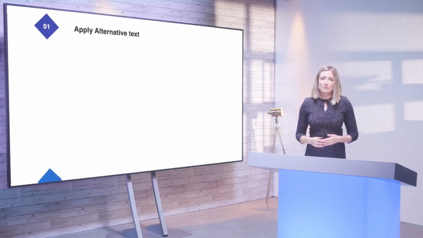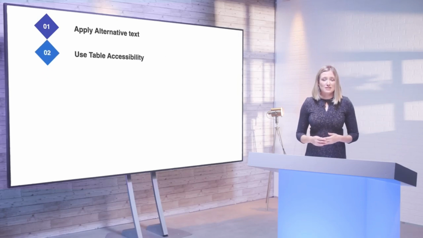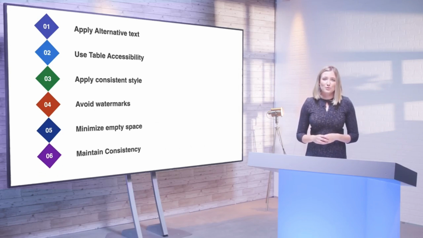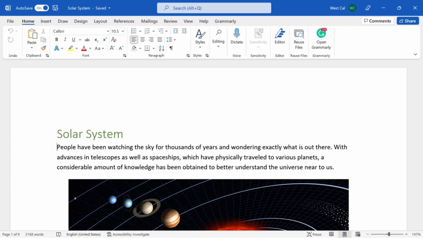You can improve the accessibility of your document by applying alternative text to a graphic element. This allows for a description to be read out loud, using the table accessibility option, which helps users interpret table data, applying a consistent style of headings to help readers understand the structure of your document, trying to avoid watermarks as this may not be accessible to people with a visual impairment, keeping empty space to a minimum, and remaining consistent in your approach.